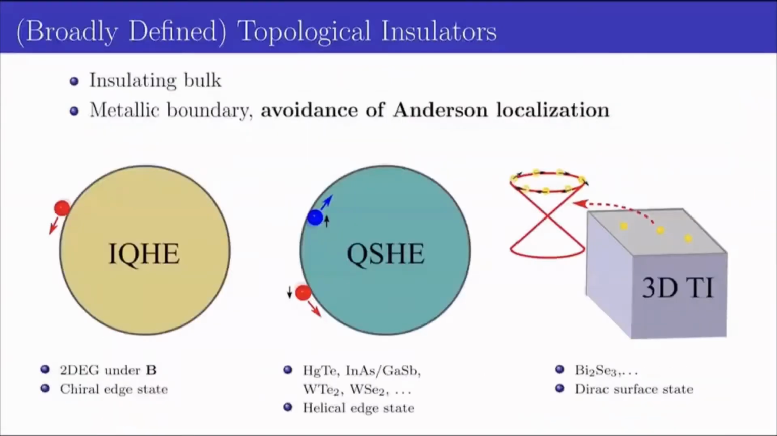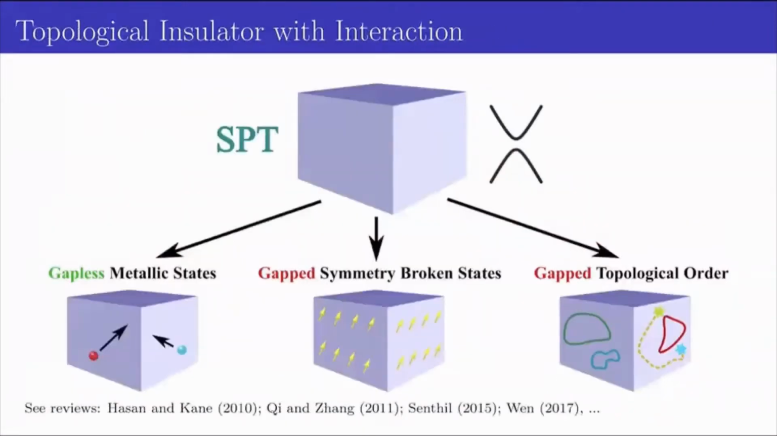Topological insulators are characterized by the insulating bulk and the robust metallic surface states that avoid Anderson localization. Topological insulators with interaction are well studied, and we know there are three possible outcomes on the surfaces. The surface can either develop gapless metallic states, or it can develop gapped symmetry broken states, or it can develop a gapped topological order.